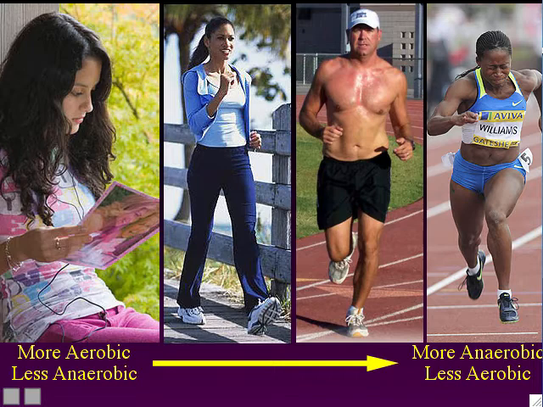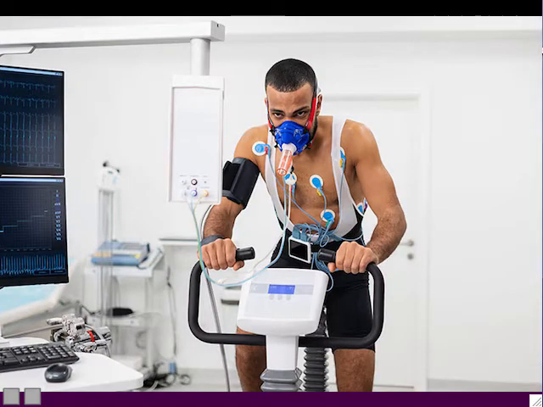One way in which physiologists measure the intensity of exercise that a person is doing is by finding out, when the person is exercising, what percent of their VO2 max the person is doing. So what is VO2 max? VO2 means how much oxygen the person is consuming as they're exercising. And the VO2 max is the person's maximum rate of oxygen consumption.